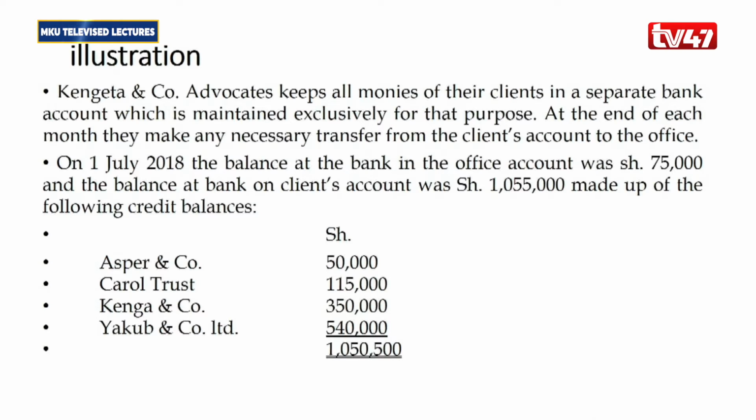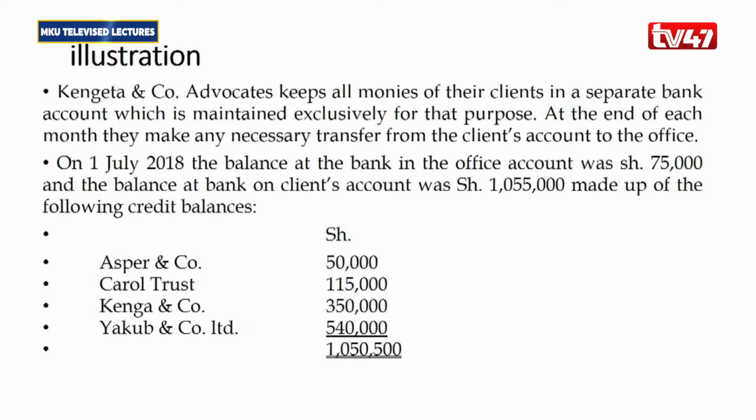At the end of each month, they make the necessary transfers from the client's account to the office account. So it is important for us to look at the end of the month, because within this particular problem, we will see a situation where we are being told in the middle of these transactions, maybe on the 21st or 20th, that some money has been moved. So we shall not be moving that money, because the question says at the end of each month, they make any necessary transfers from the client to the office. In other words, they write one check for the clients.